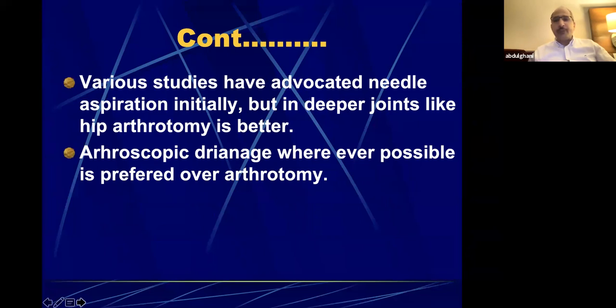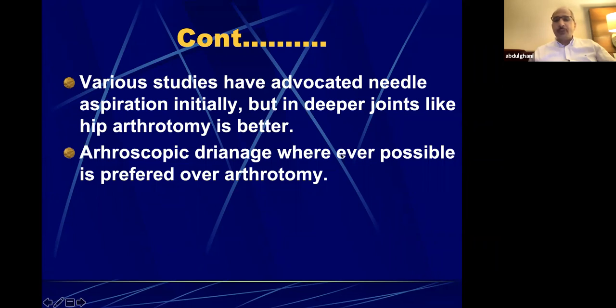Various studies have, however, advocated needle aspiration initially, but in a deeper joint like the hip, arthrotomy is better. I think it's invariably so in the superficial joint also. You should have a very low threshold of going ahead with arthrotomy, or mostly arthroscopic washout is preferable if you have the facilities and skill to do that. You should not be just putting a scope in and causing more damage to the joint also. You need to be careful.